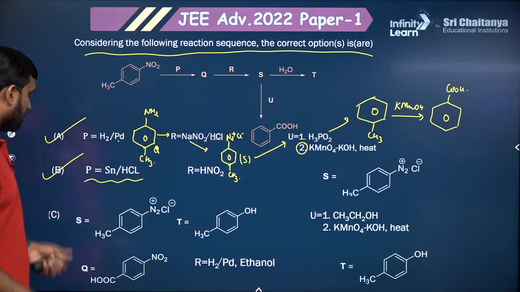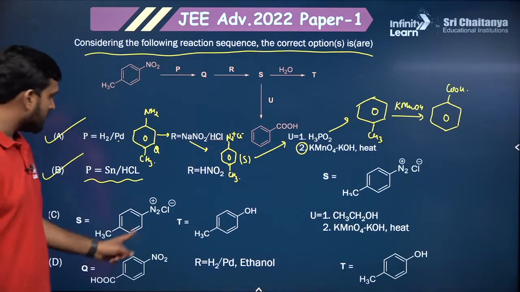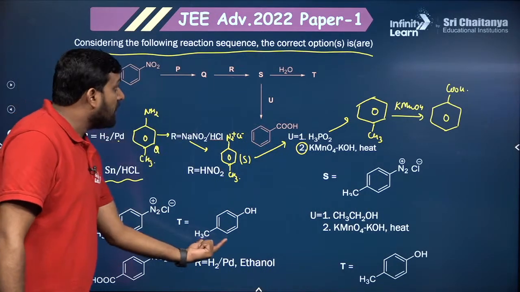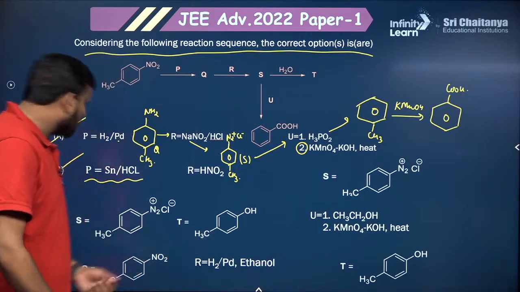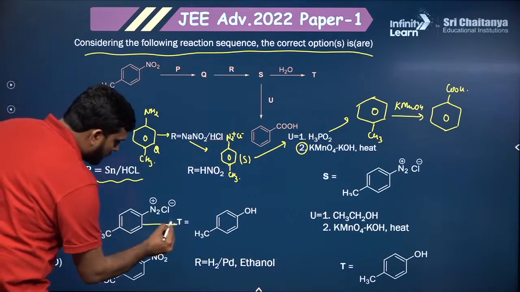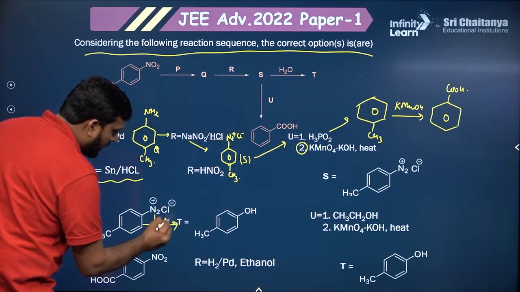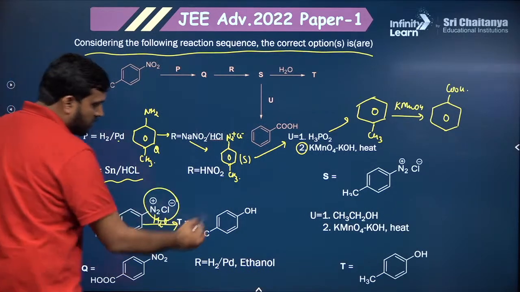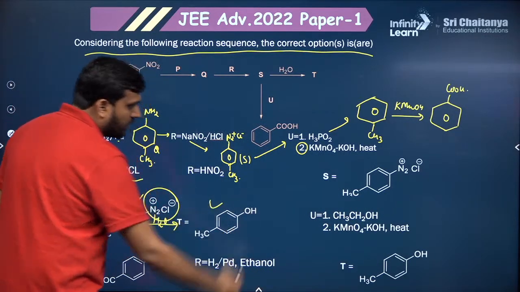Now going for option C. If S is this, yes, this is this. Then T, what they have done here. Going from S to this, you have treated that with H2O. Yes, it will be replaced with OH. So this is correct, this is correct, this is also correct.